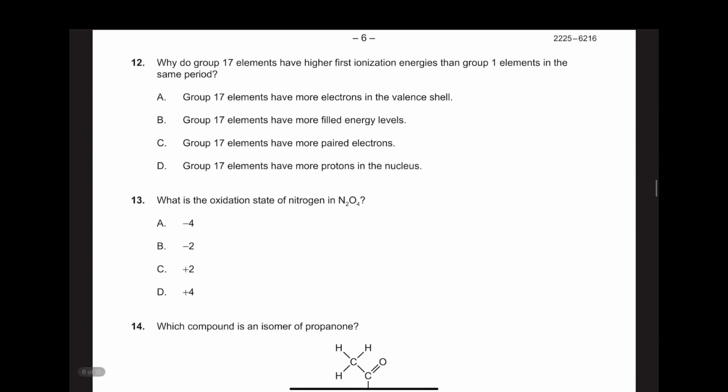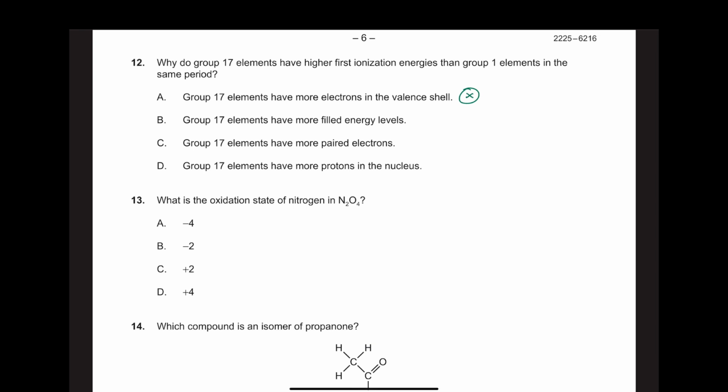For question 12, why do group 7 elements have higher first ionization energy than group 1 elements in the same period? Right. The thing is, higher ionization energy means your electrons are more strongly attracted by the nucleus. Now, if you look at the options, the first one can be eliminated. If you have more electrons in the valence shell, then your ionization energy should be less because more electrons will produce a lot of repulsive force, right? So this is obviously not the logic why group 7 elements have higher first ionization energy.